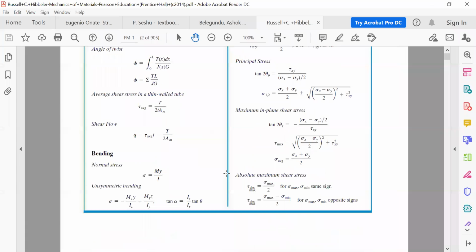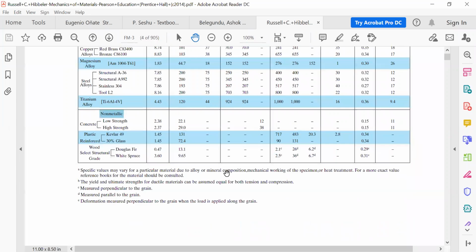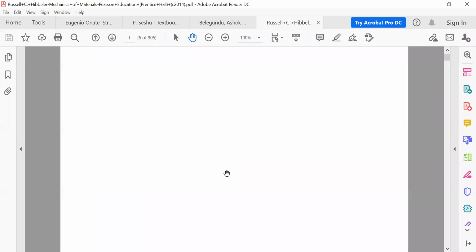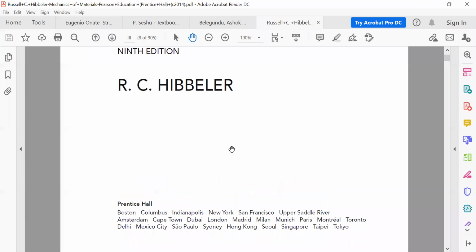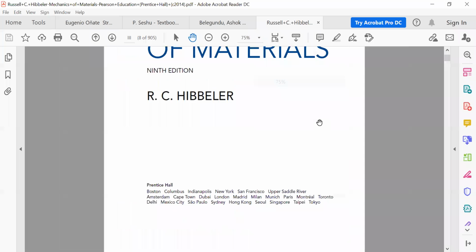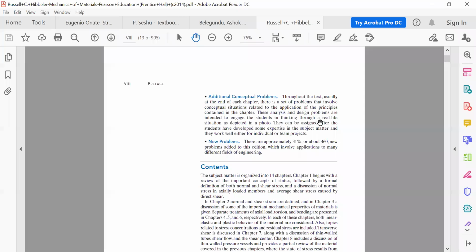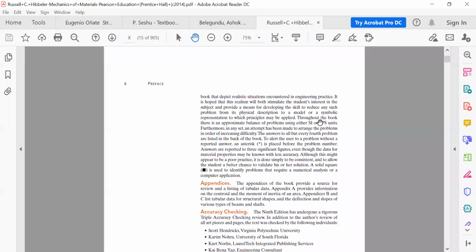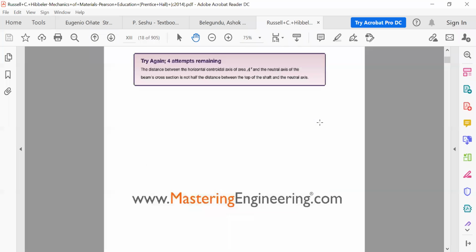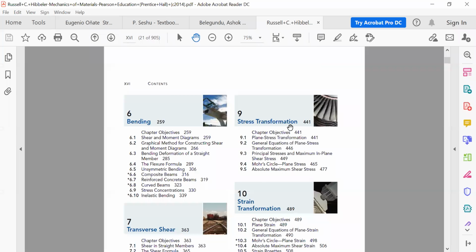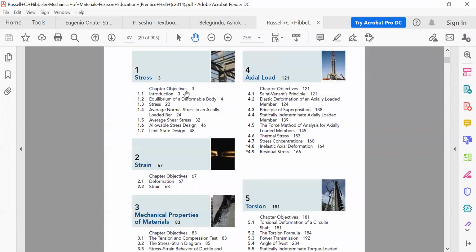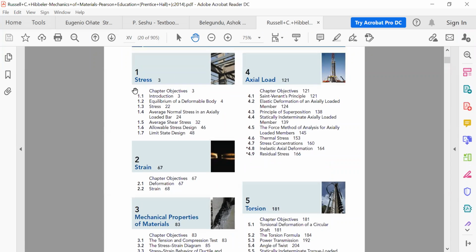Now, we have to go through many of the chapters of this book. Let me introduce a few chapters and give a brief overview of what we have to do. We'll be starting with the concept of stress. That's very important. That's from where the mechanics of materials begins. Chapter one is about stress. This will be our chapter number one.